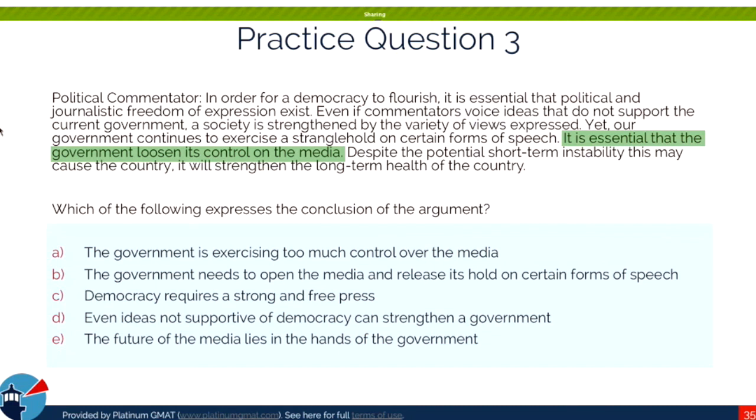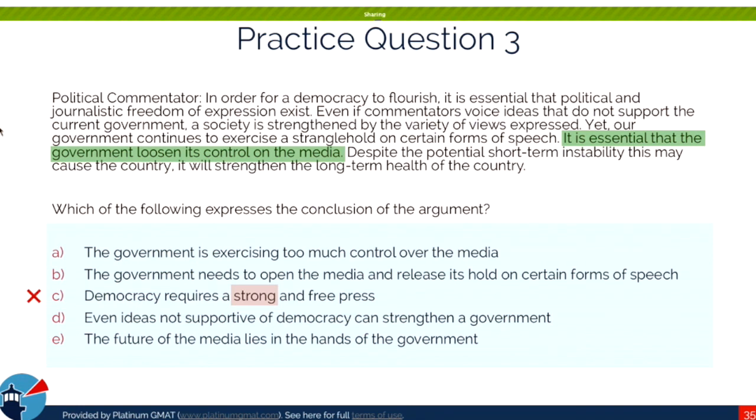So we're going to keep that for now because it is restating something from the passage. Answer choice B says the government needs to open the media and release its hold on certain forms of speech. Well, they definitely say that in our conclusion, right? It says it is essential for the government to loosen its control on the media, and that sounds just like the government needs to open the media and release its hold on certain forms of speech. So I'm going to keep that one also. I have 2 answer choices that I'm not sure about eliminating yet. Answer choice C says democracy requires a strong and free press. Well, the word strong there is never mentioned in the passage, right? It just says a free press. It doesn't say anything about strong. So I'm going to eliminate this one just because they're talking about society becoming stronger, but not necessarily a strong and free press. So I eliminate that.